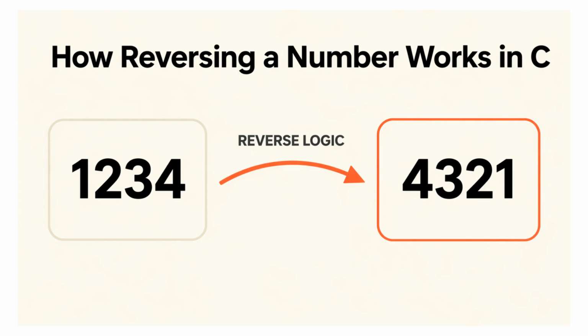Today, we're going to crack open one of the most asked C programming questions. How do you actually reverse a number using a loop? Like, if I give the computer 1, 2, 3, 4, how does it flip it around and give me back 4, 3, 2, 1? Sounds like magic, right? But trust me, by the end of this video, you'll see it's just 3 simple steps repeating over and over. Let me show you exactly how it works.